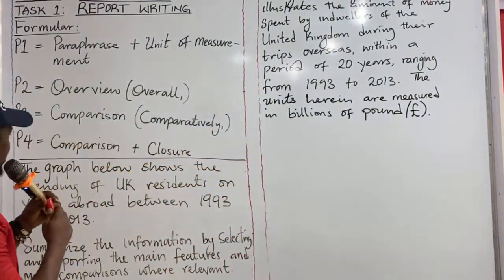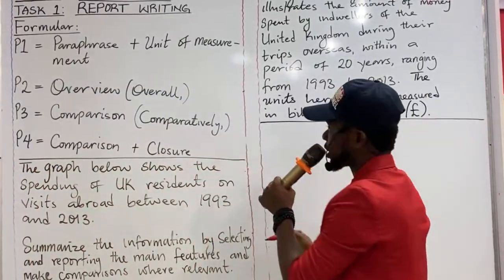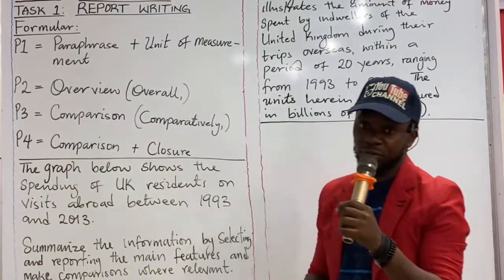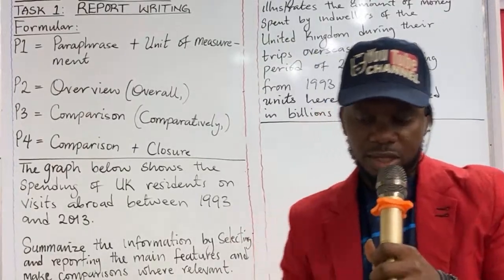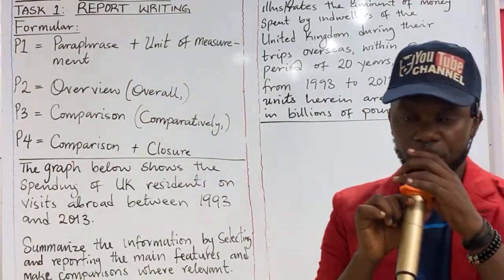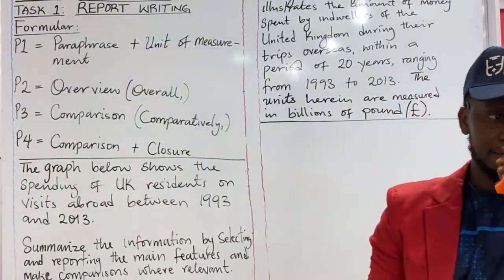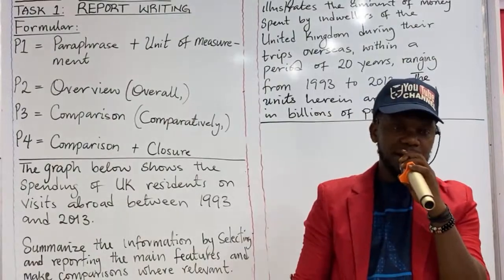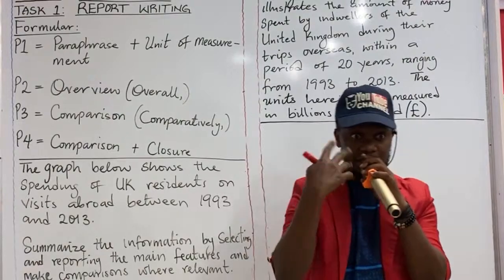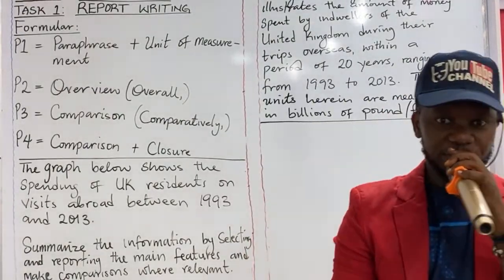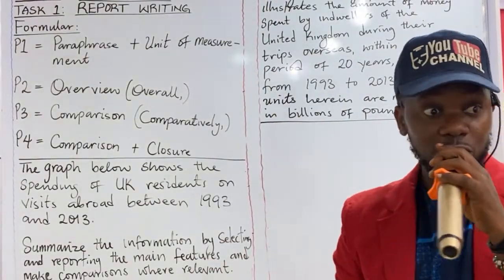Alright, let's proceed to the second paragraph. The second paragraph is the overview. What is an overview? It is a practice or technique of giving general or holistic information about the chart that you can see. So you're giving an overview of what the chart appears to look like.